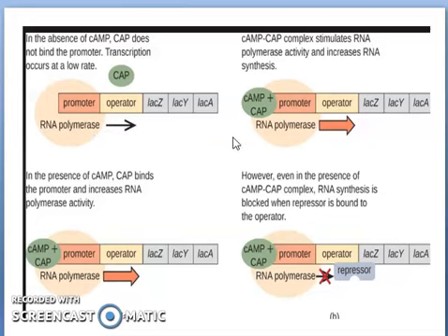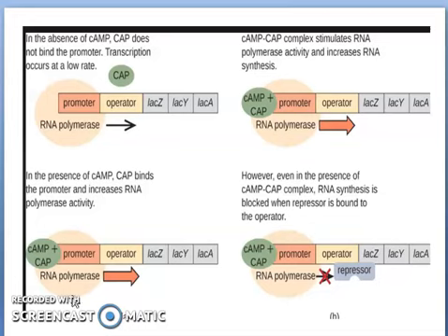Now in the second case, the CAP complex is produced here, stimulates RNA polymerase activity and increases RNA synthesis. What happens when the concentration of glucose is low and the concentration of lactose is high? cAMP will be activated and it will bind to the CAP, which will help to bind this dimer or complex to the promoter region, and the RNA polymerase activity will be increased.